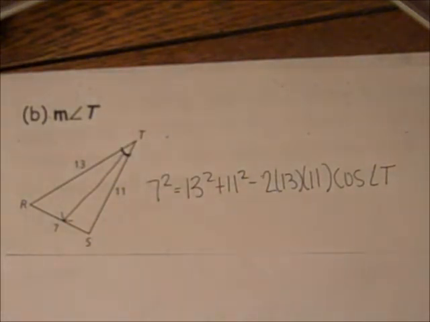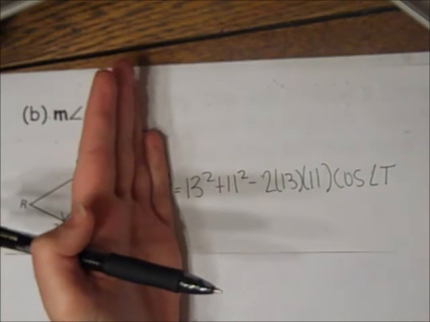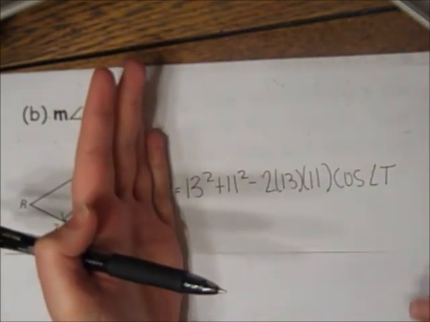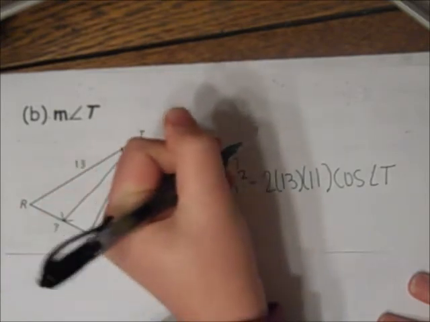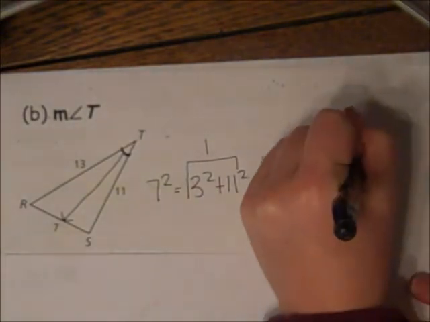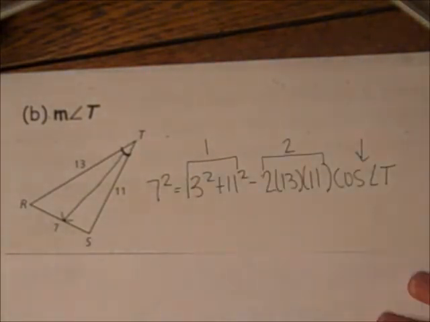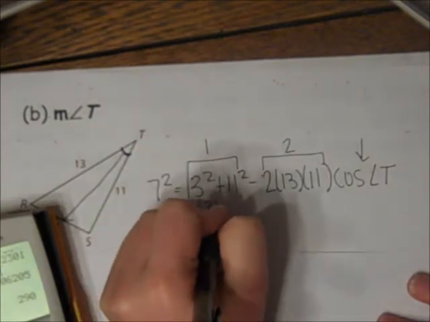Okay, so why this is a little more difficult is because your variable is mixed in with all this stuff. Before, your variable was over here on the left by itself, so you could just take the square root. I can't do that here. I've got all this stuff in the way, so I'm going to do it in 3 pieces. I'm going to do this first, then I'm going to do the 2, 13, 11, and then I will do the inverse to get rid of the cosine. So 3 steps. So 13 squared plus 11 squared is 290.